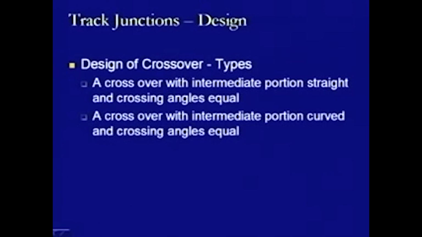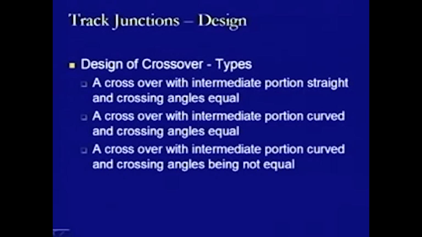Then there is another crossover which again has an intermediate portion, but instead of straight and crossing angles equal, we have curved and crossing angles equal. So, the portion has a curved section and the crossing angles still remain the same. And the third condition is where we have the intermediate portion curved and the crossing angles are not equal. So, we will be looking at these three design propositions one by one.